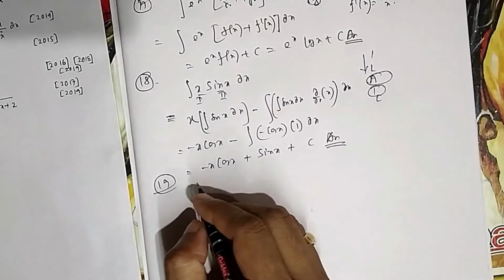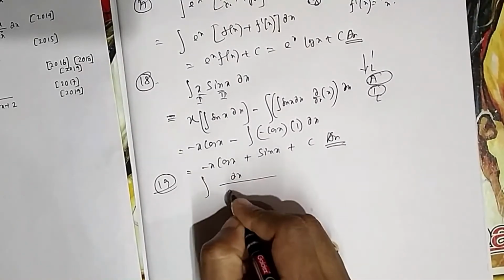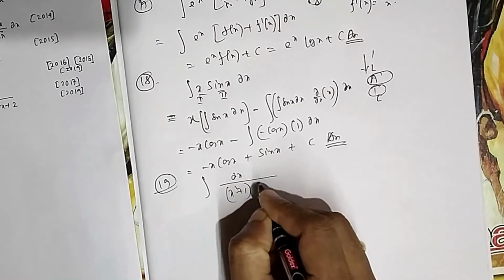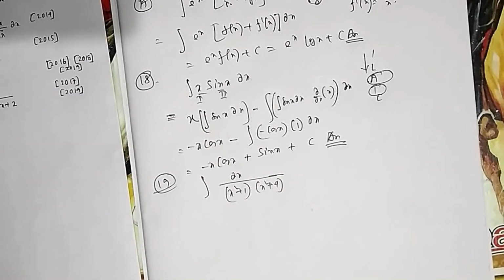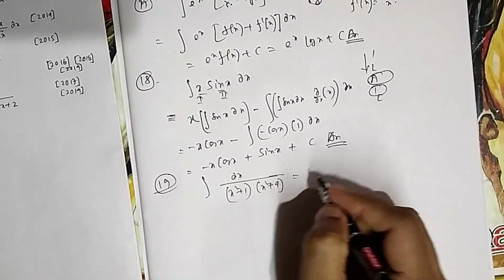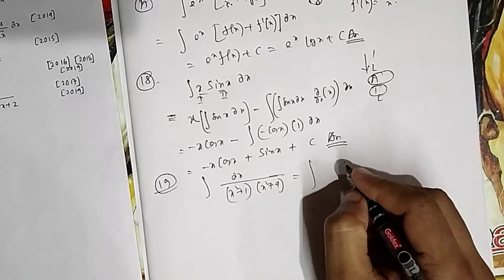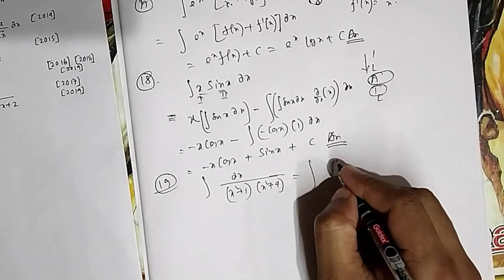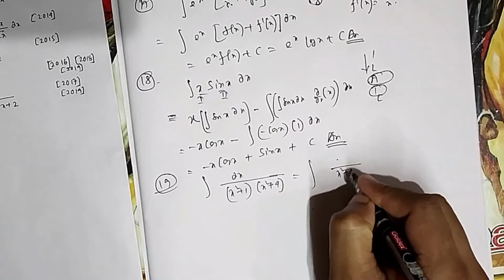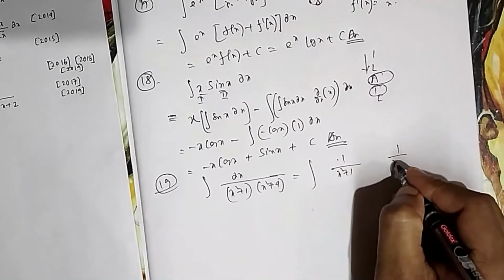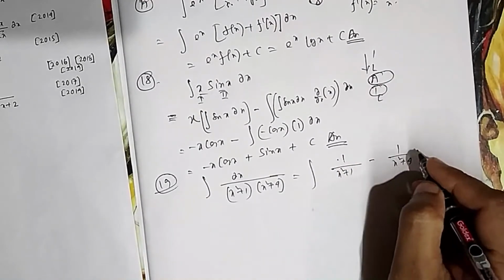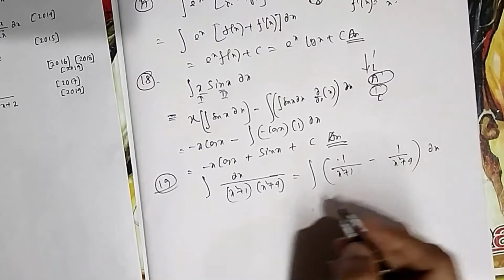If you come to question number 19, it is dx divided by (x square plus 1) into (x square plus 4). Again, this can be done easily by parts. You can write it in this way: (x square plus 1) by (x square plus 4). I told you first you put minus, then let us see whether it is feasible or not.